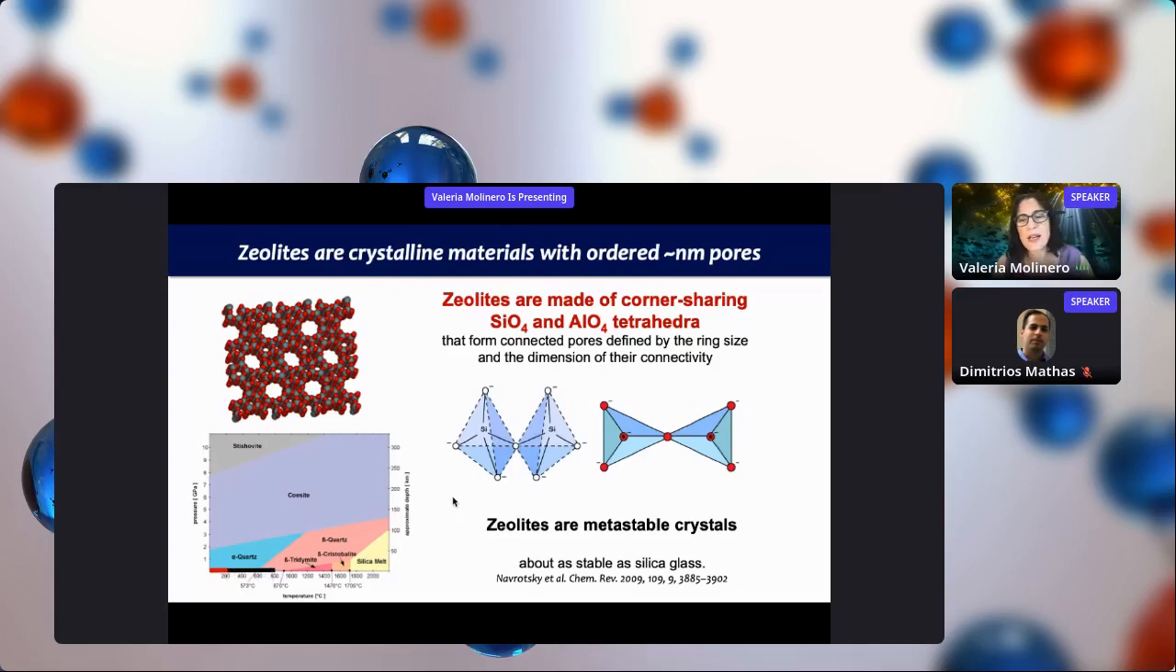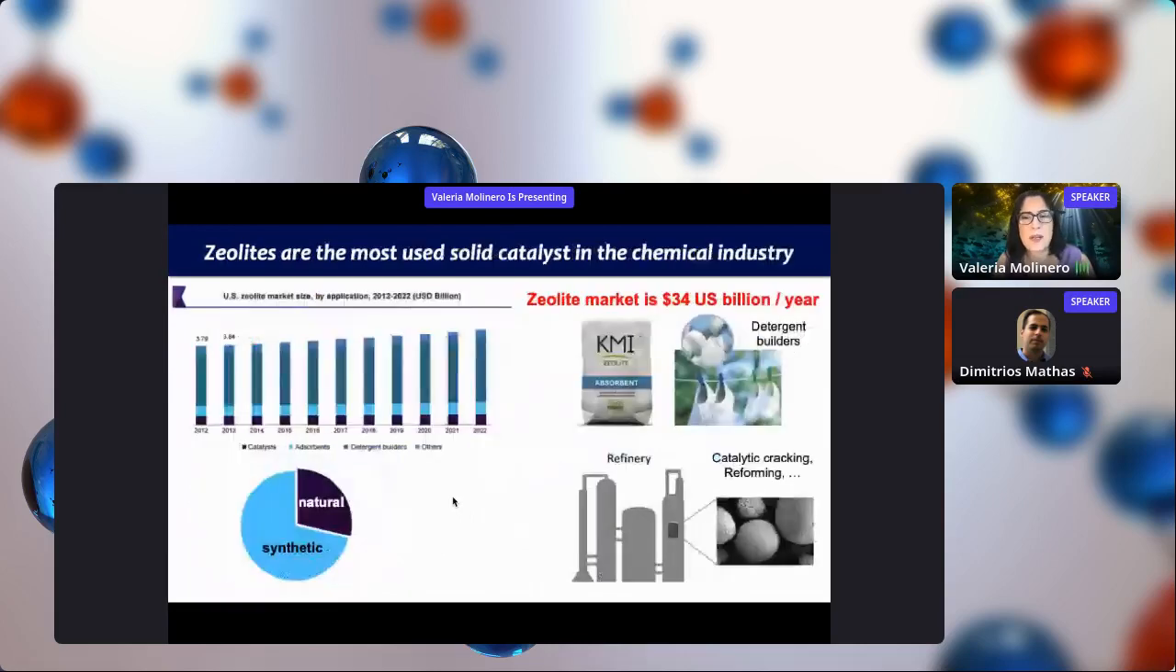So these materials, despite being metastable, are actually very common, so common that they are the most used solid catalyst in the chemical industry. And although they are the most used solid catalyst in chemistry, the most prevalent use of zeolites is not in chemistry. If you look at this graph, you will see that the part that corresponds to catalysis is very small. Most of the applications of zeolites are as absorbents, as detergent builders, and other applications that have to do with their ability to absorb molecules inside the pores.